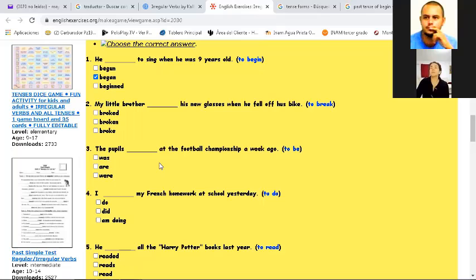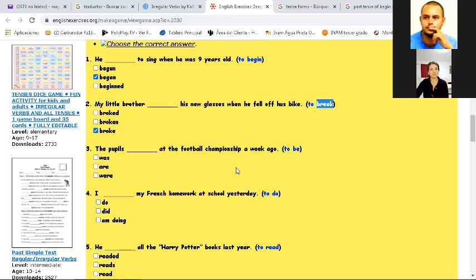Okay, guys. Now, let's find the past form of the verb break. Past tense or past form of the verb break. Broke. Very good. My little brother broke his new glasses when he fell off his bike.